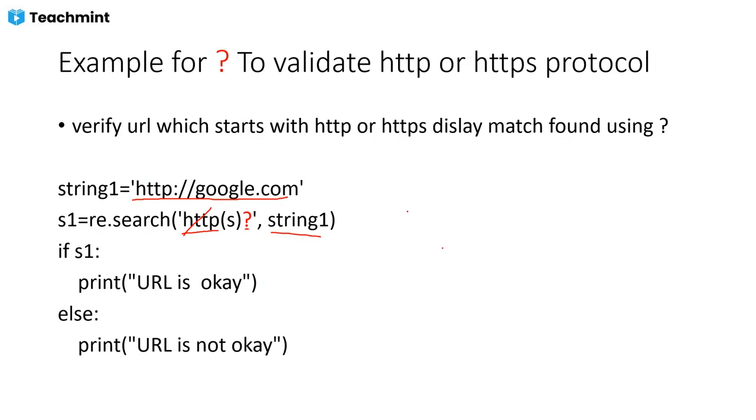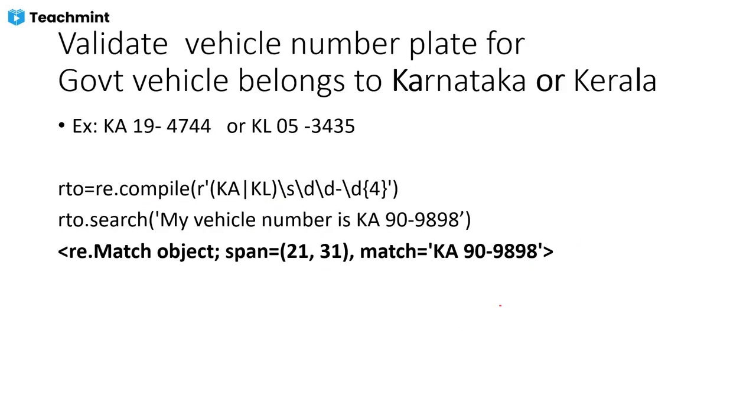Suppose I give HTTP yes. It is valid because HTTP is there and yes, zero or one occurrence, that is also true. So the URL is working. Suppose I give it like this, HTTP colon. That is not the proper one because HTTP is not there, or even HTTPS is also not there.